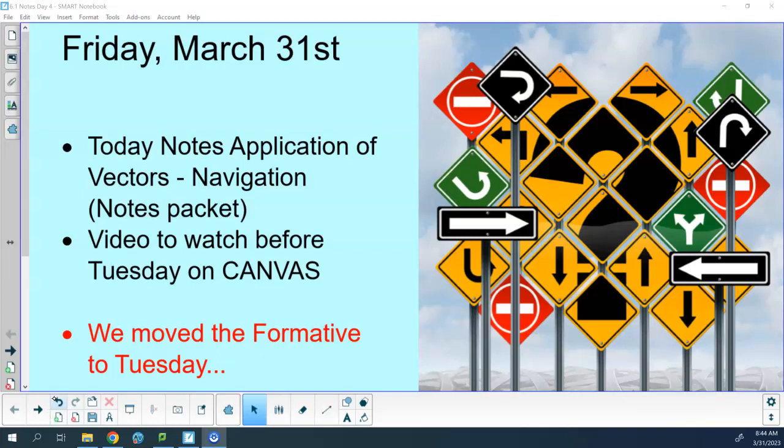Notes today in your note packet, Roman numeral 2, navigation. We were supposed to have the formative, but we moved it to Tuesday. And then there will be a video to watch. I'll post it this afternoon, and it will be on the page right before this one, on Roman numeral 1, multiple forces.